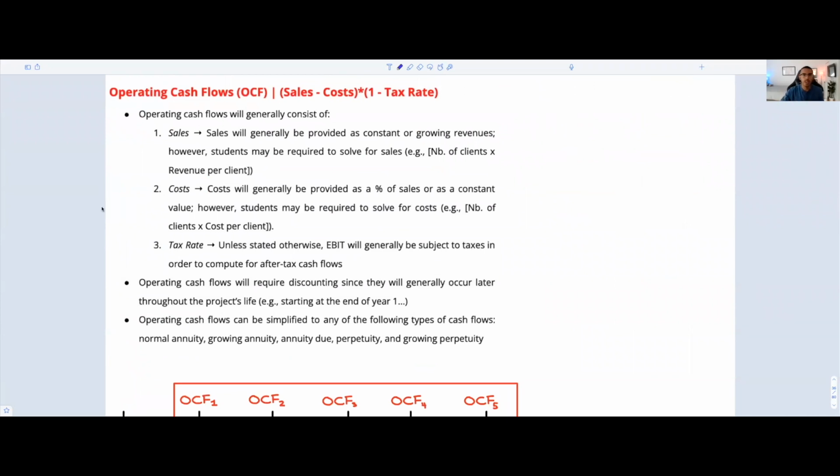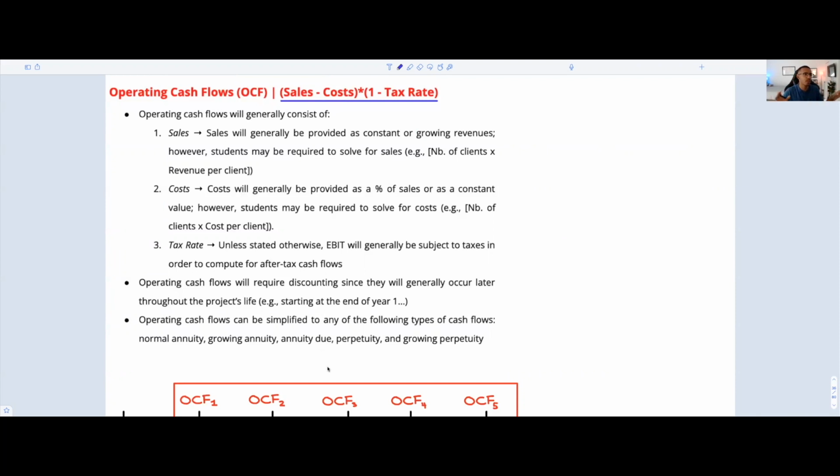So before we look at the formula that's written right here, I would like to take some time to really break down the different portions of your operating cash flows, okay? So of course, you're gonna have sales, you're gonna have your costs, and you're gonna have your tax rate. Now this is very much an active recall to what you learned in your intro to finance class, intro to financial accounting class, okay? Because we're just kind of mimicking our income statement here, right?